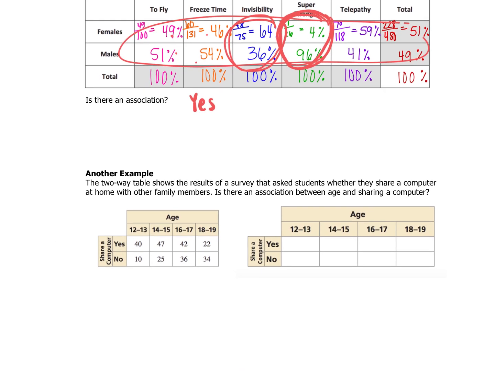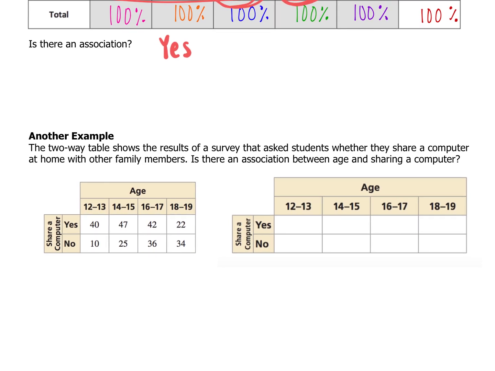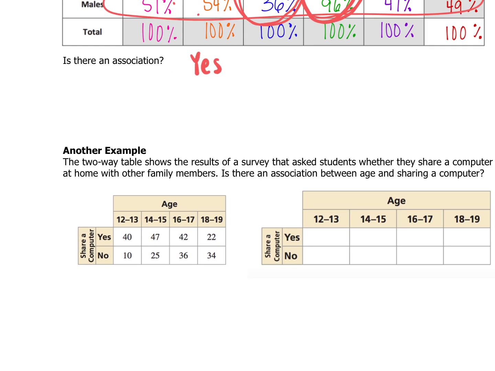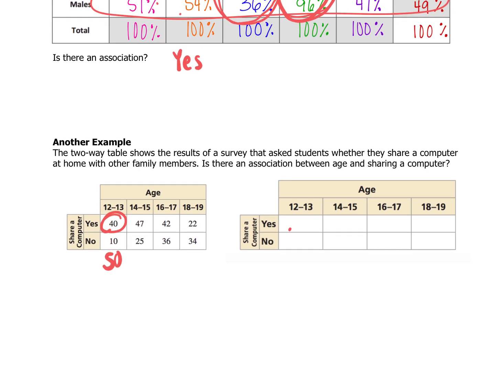If they're asking if there's an association between age and sharing a computer, you have to take each one of these numbers divided by the total for that column, because that's the age total. So you'd take 40 divided by 50, and that would go right there. 10 divided by 50 is 0.2. Take 47 plus 25, that would be 72. So take 47 divided by 72. You get about 0.65, etc. Keep filling out that chart. If the numbers are way different from each other, you say yes. And if not, you say no.